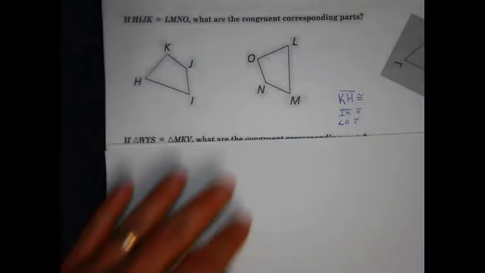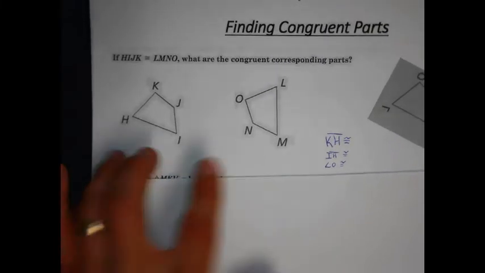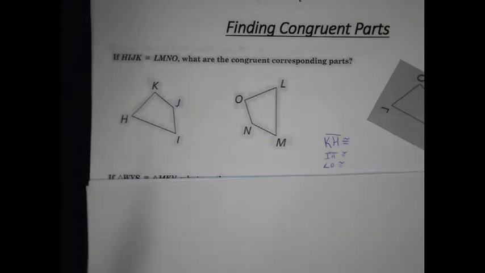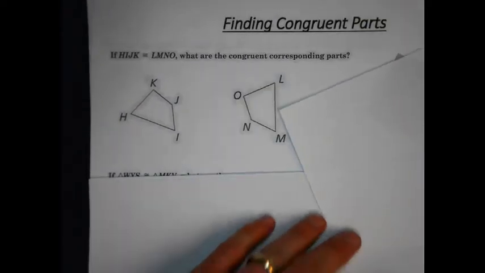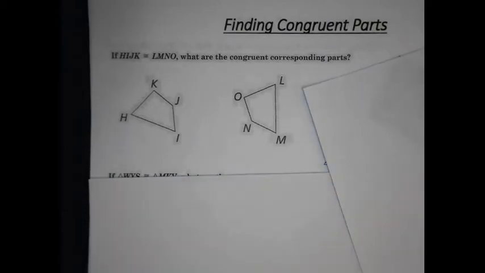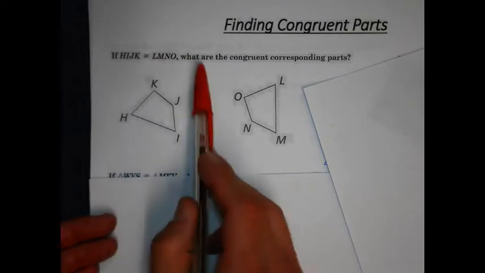All right. So here's the first question. We have two figures here. I should probably hide this stuff. Don't look. Don't peek over there. All right, there. So I'll hide this stuff. So we have the note here. If HIJK is congruent to LMNO, what are the congruent corresponding parts?